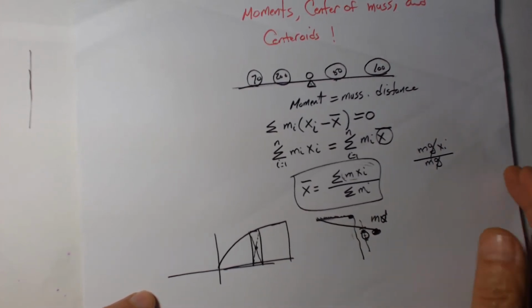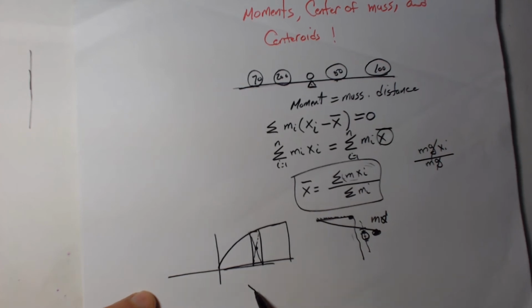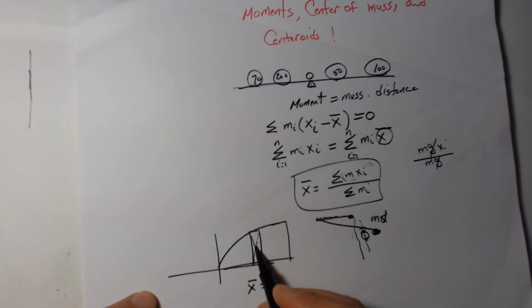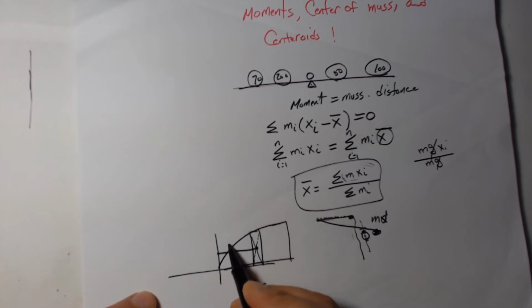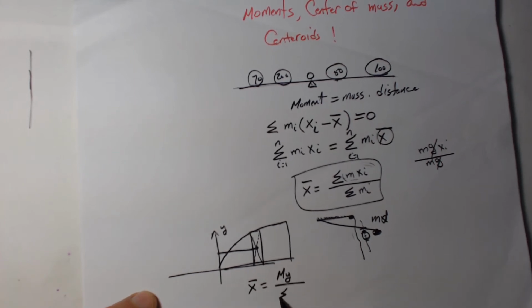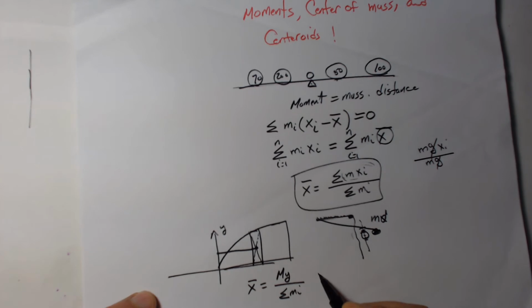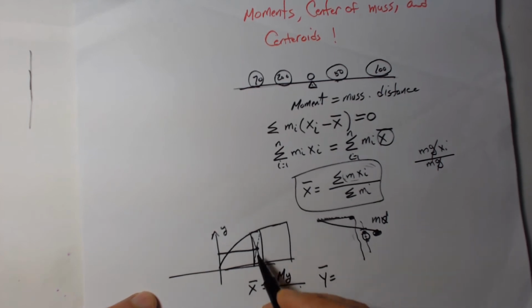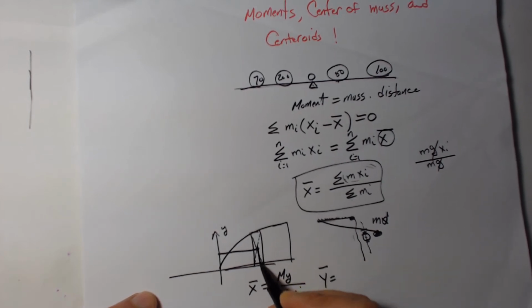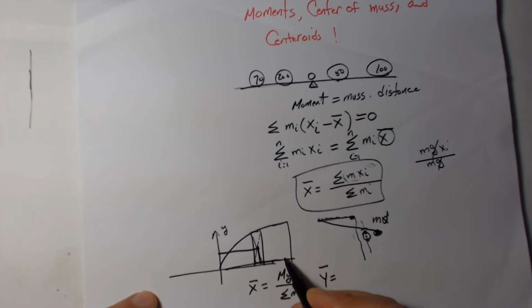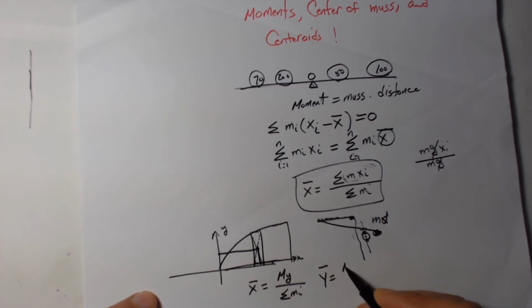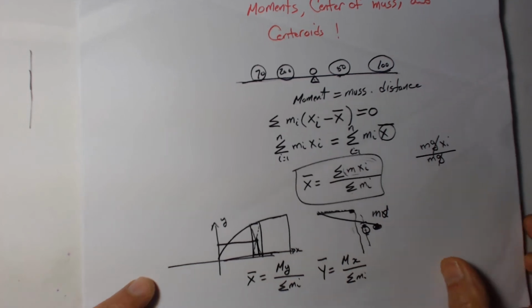And if you want to find the x bar right here, what is my x bar? X bar is the distance from the y-axis. Therefore, it is the moment about the y over the sum of the masses. And what is the y bar? Y bar is this distance right here, and it is away from the x-axis. It's the moment about the x-axis over the sum of the masses.